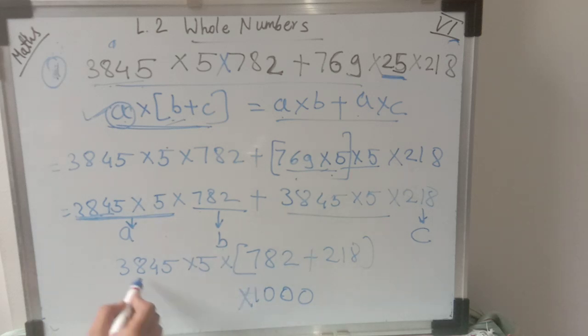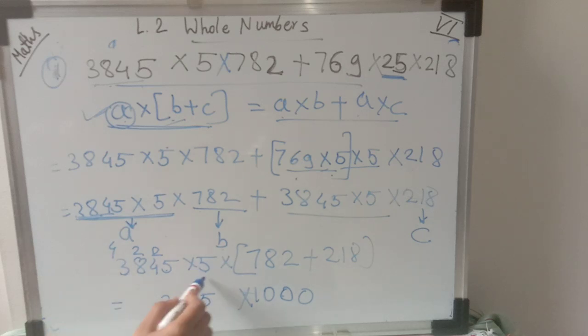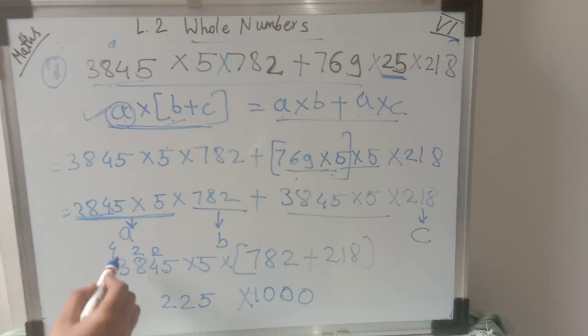Okay, now let's do the multiplication of these two numbers first. 5 5s are 25, 2 will come here. 5 4s are 20, 20 plus 2 22, 2 will come here. 5 8s are 40, 40 plus 2 42, 4 will come here. 5 3s are 15, 15 plus 4 19. So we got the answer, that is 19,205.